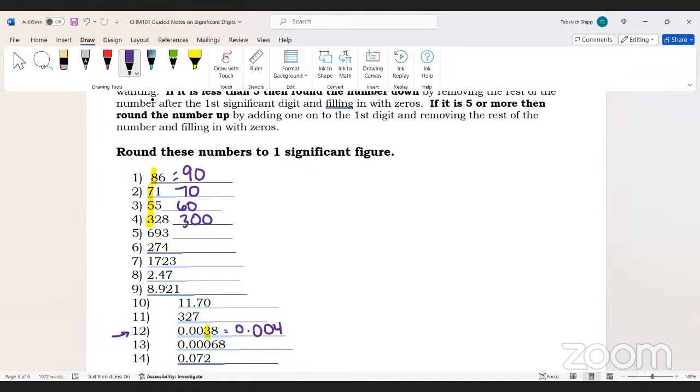Let's pick another random one. You guys choose a number that we can do, and let's practice another one.